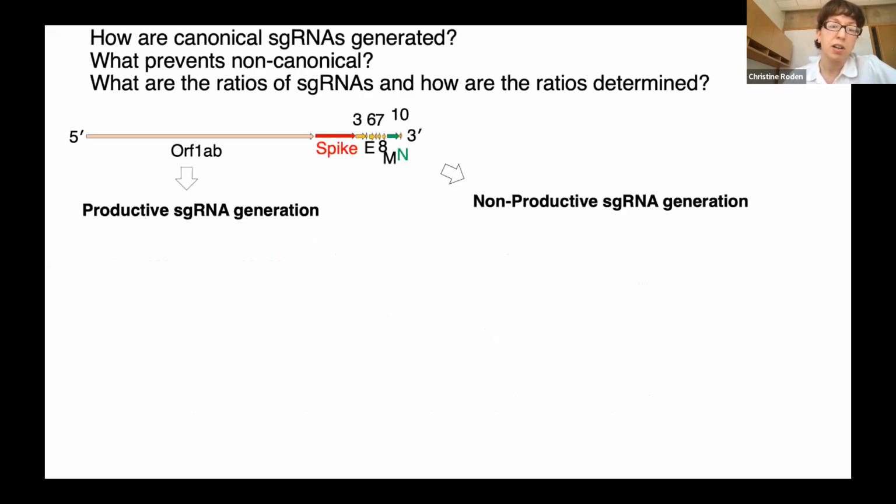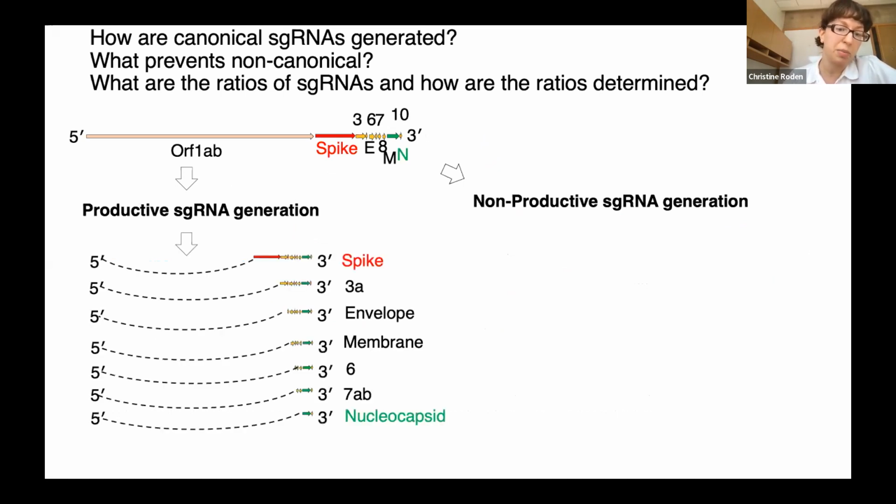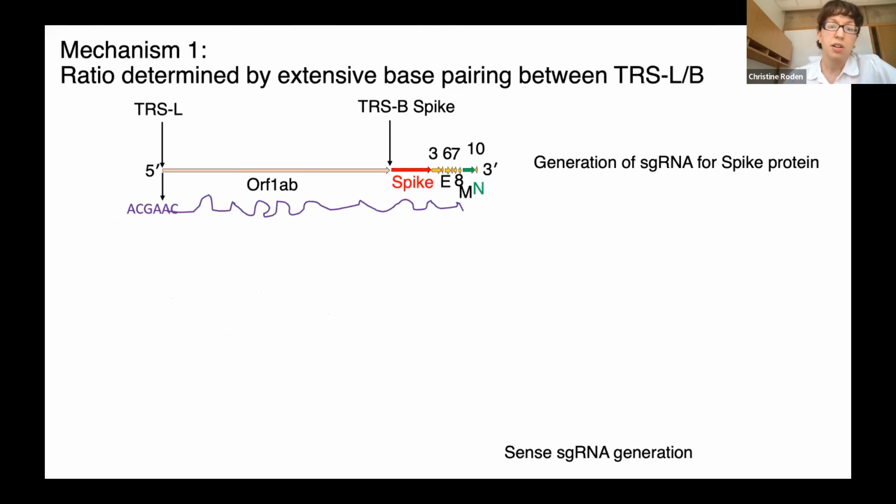So we want to know, how are the canonical sgRNAs generated, what prevents non-canonical generation, and how are the ratios governed and controlled. A productive sgRNA generation will be to make, say, members of the virion structural proteins, whereas non-productive will append 5' sequence to something like ORF1ab. The current prevailing model in the field is that the ratio is determined by extensive base pairing between the TRS-L and B sequence.